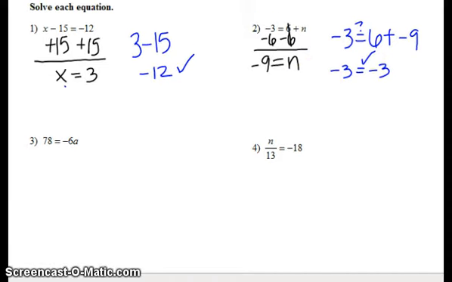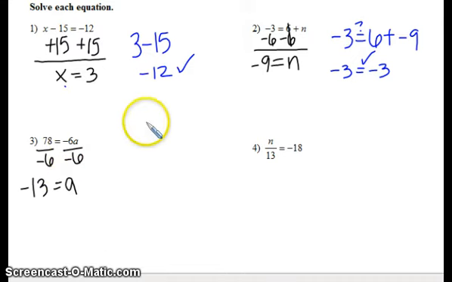Alright, down here on the bottom for 3, if I look, the a is being multiplied by negative 6. So to undo multiplication, we do division. So I divide both sides by negative 6. Let's see, 78 divided by negative 6 should be a negative number, and it's 13, so I have negative 13. Over here, the negative 6's cancel, and I'm left with a.